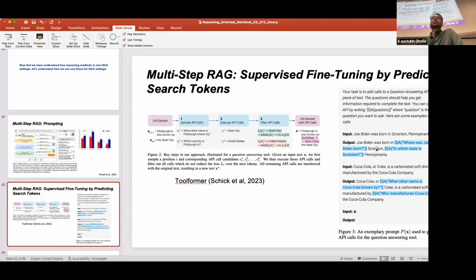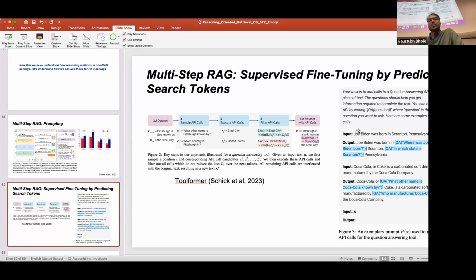If the loss of the subsequent tokens decreases, then this is a needed search call, is what they conclude. And this is how they create such annotated calls data. So essentially, you take a regular example and then insert these fake search calls.